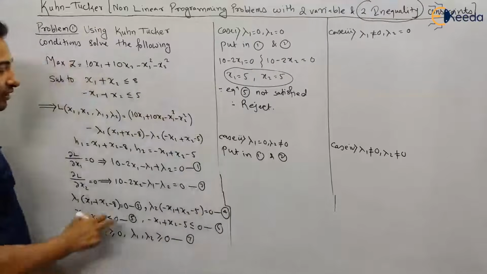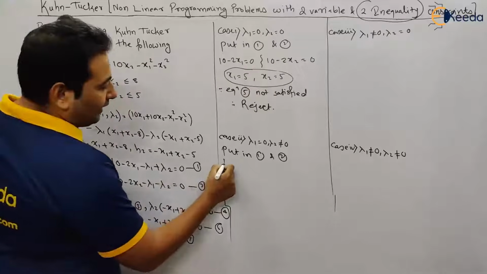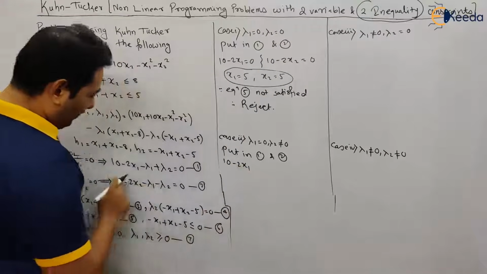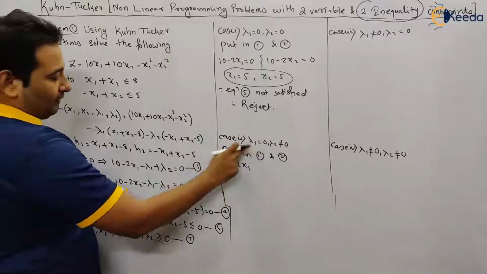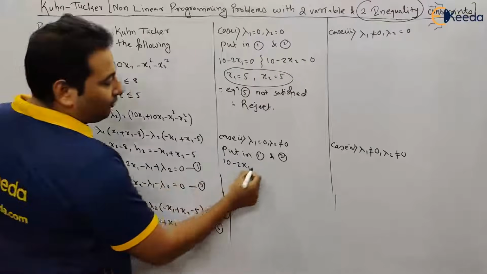Lambda 1 equal to 0. Let us put it in equations number 1 and 2. I'll get 10 minus 2x1. See here, 10 minus 2x1. Lambda 1 we have taken 0. So this is 0 plus lambda 2 equal to 0.